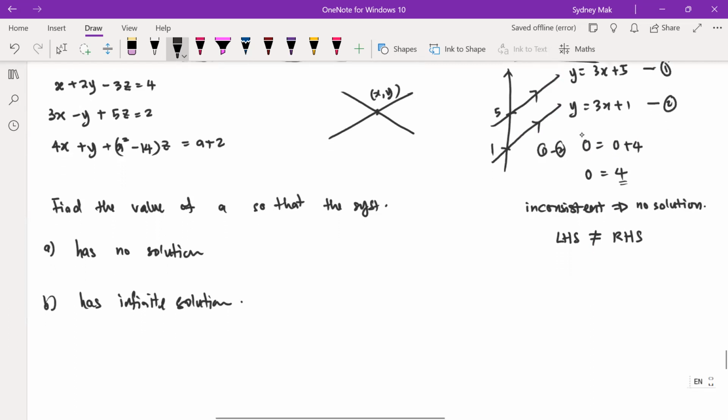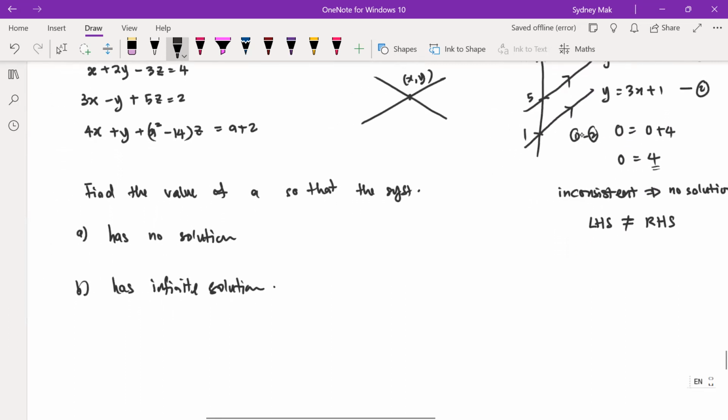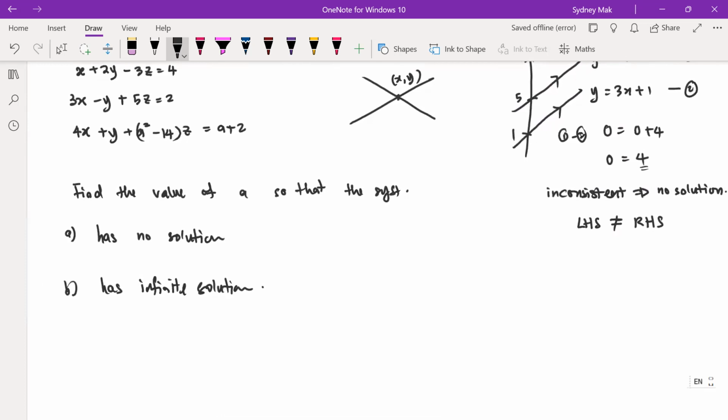Okay, so how do we do it? We do the usual way to eliminate. Let's call this equation 1, equation 2, and equation 3. Now, which one should I eliminate? I eliminate the y, so I shall take equation 2 times 2 first.